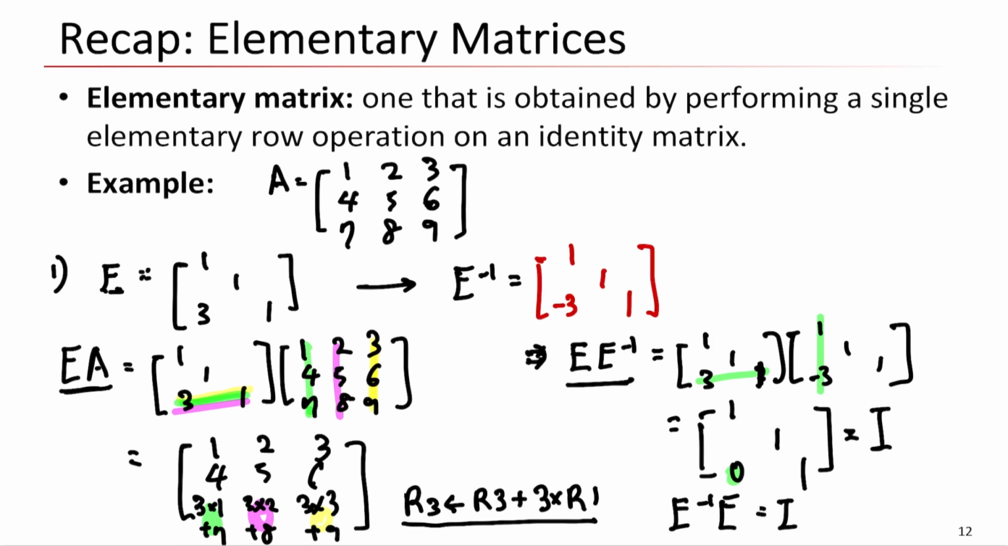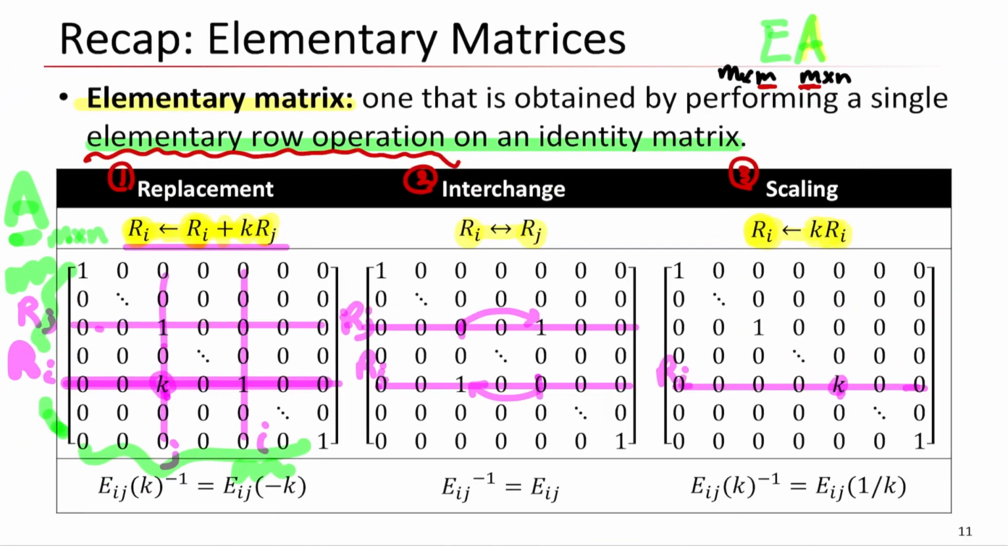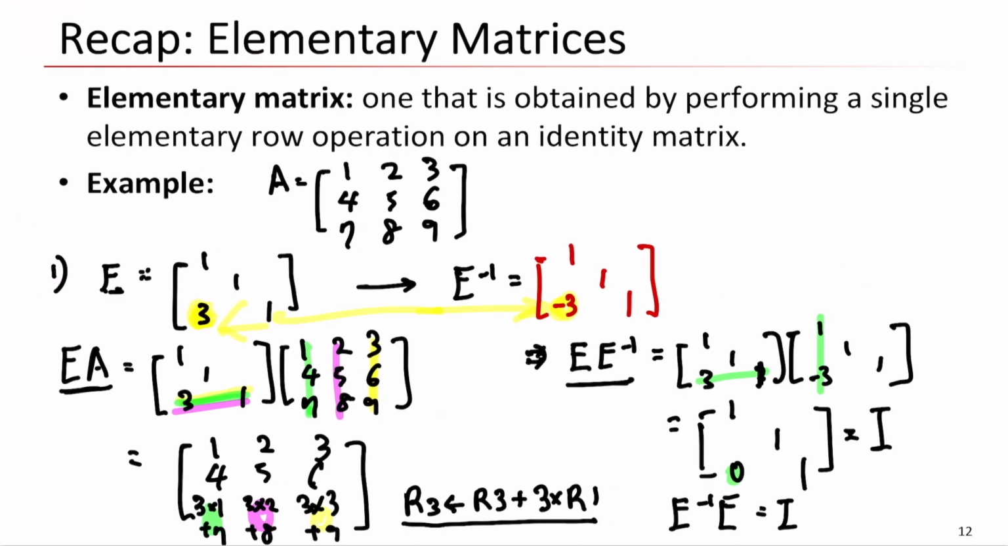So in this definition, we can see that the inverse of the elementary matrix is just the negative value of the original term, like this. Okay, so this is the general rule. It looks like this: the inverse of the elementary replacement matrix is just replaced by -k.